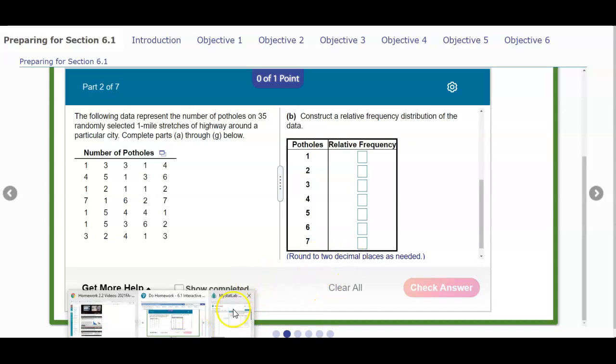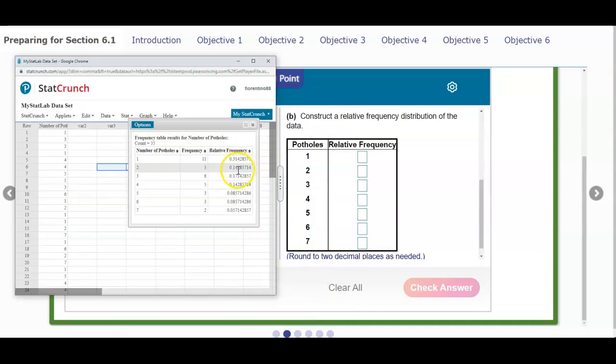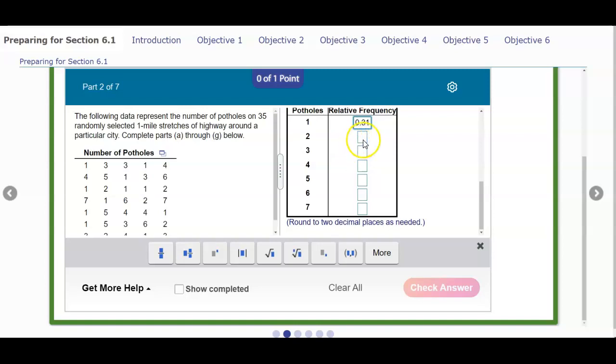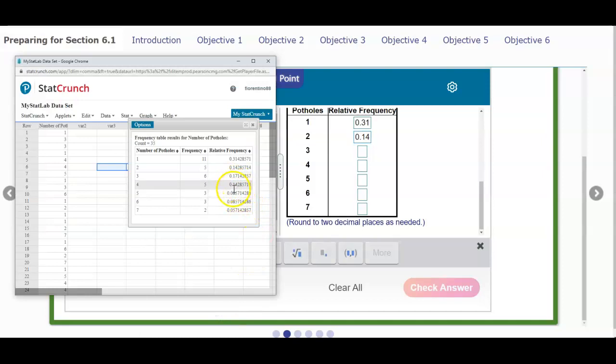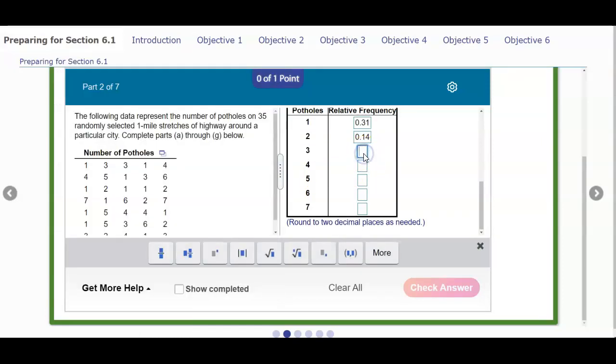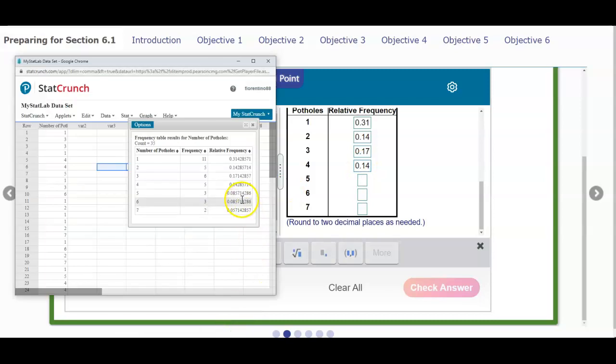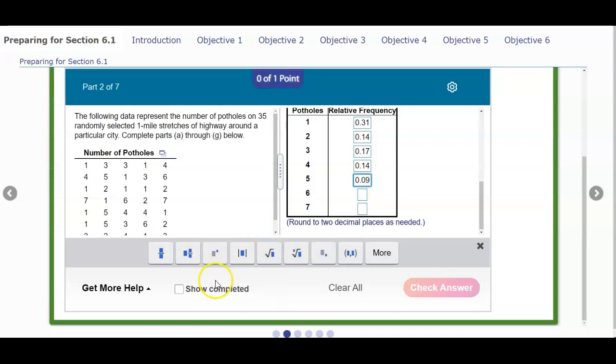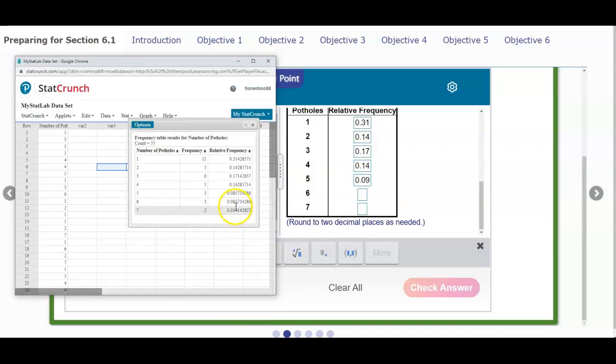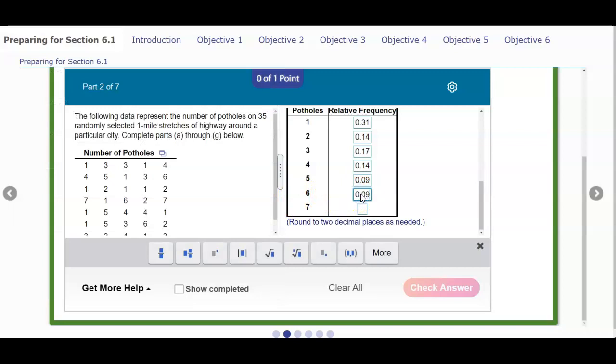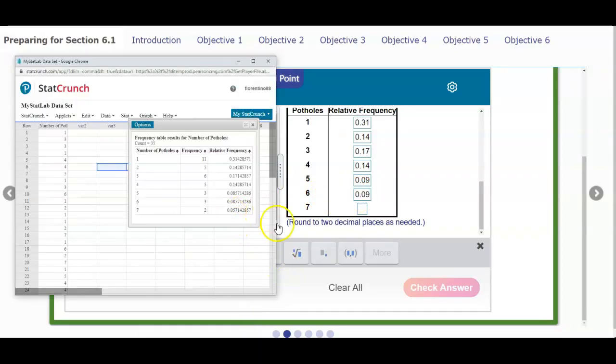Okay, now let's go to the relative frequency. And they want us to round this to 2 decimal places. So rounding this to 2 decimal places, we have 0.31, 0.14, 0.17, 0.14, and then 0.09, 0.09, and the last one is 0.06.